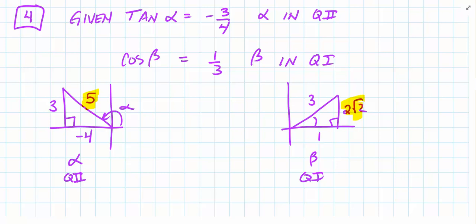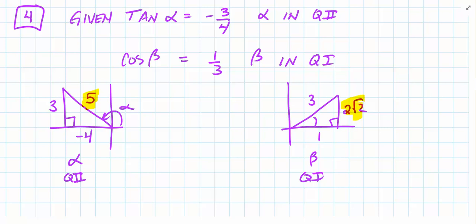All right, so are these the pictures that you guys came up with? Yeah, so the missing side for the alpha picture was the hypotenuse of 5. Notice that -4 is in the right spot because I'm going to the left 4 units and then up 3, so that gives me that tangent value of -3/4. And then I have my beta picture, so the missing side was 2√2, the highlighted one. Is everybody okay with how I got the 2√2?